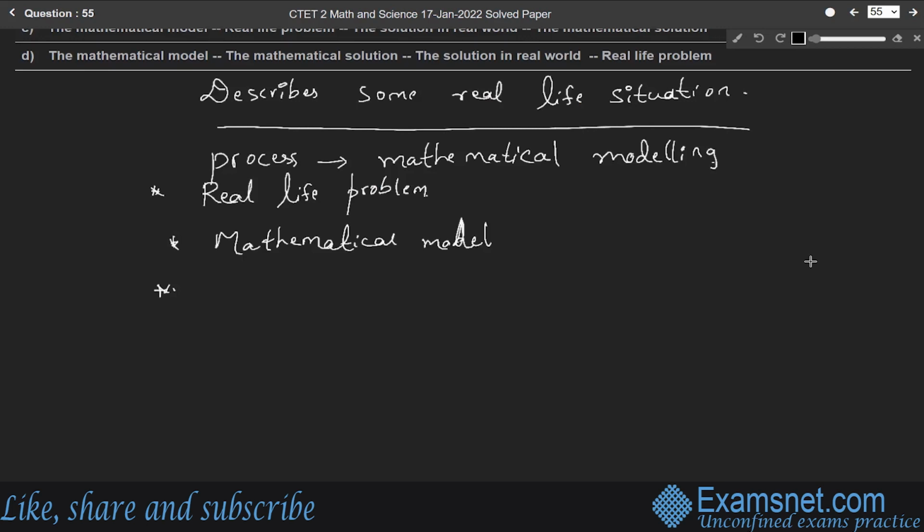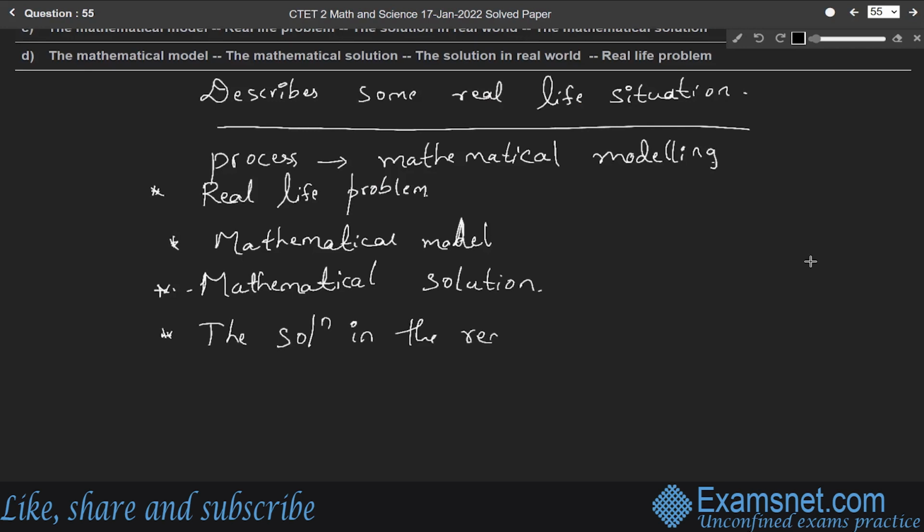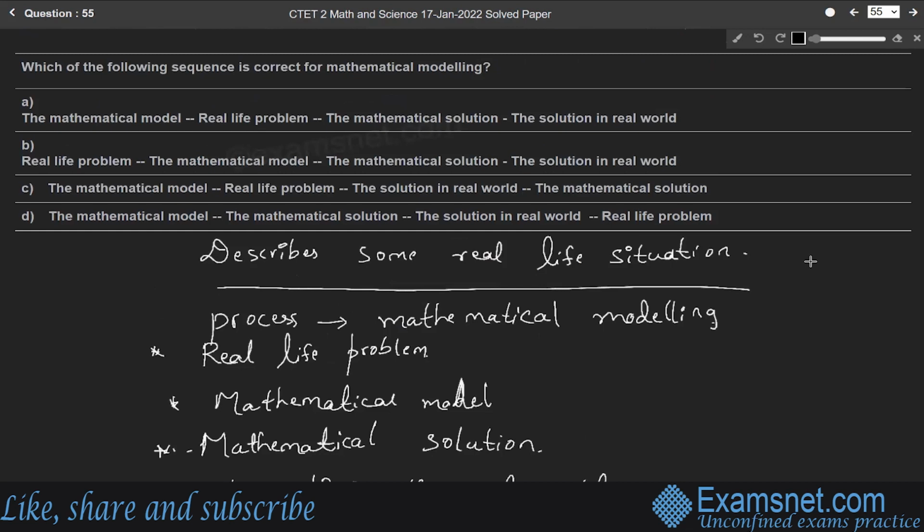And the third stage is mathematical solution. So we find solution for the real life situation. And at last, the solution in the real world. Therefore, in option B, stages are written in the correct sequence: real life problem, mathematical model, mathematical solution, the solution in the real world. Hence, option B is the right answer.